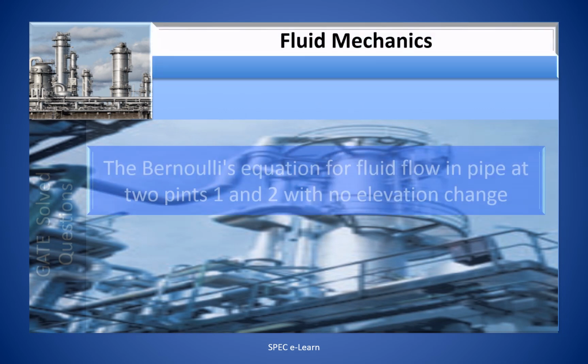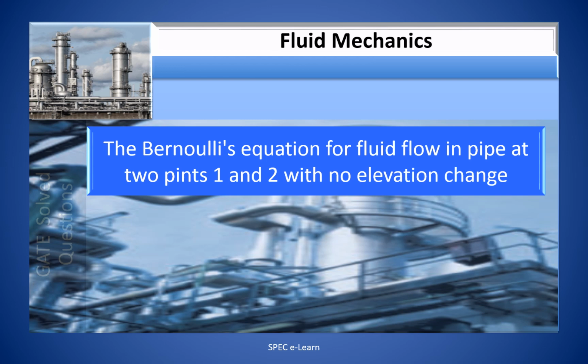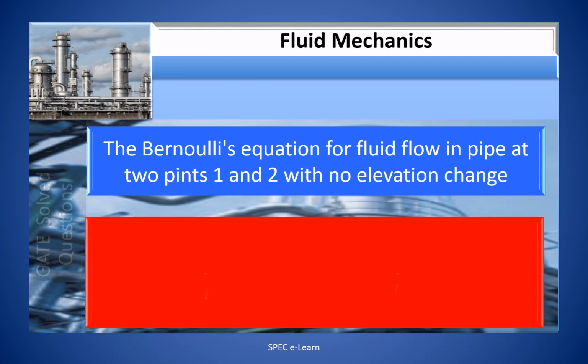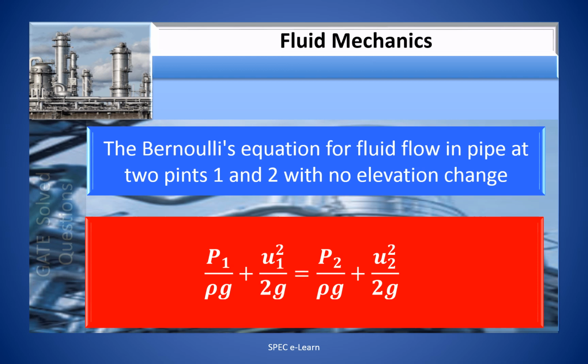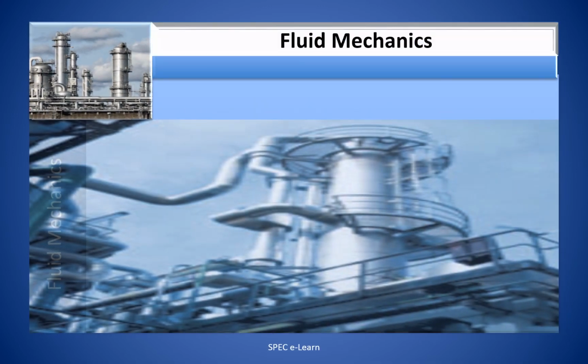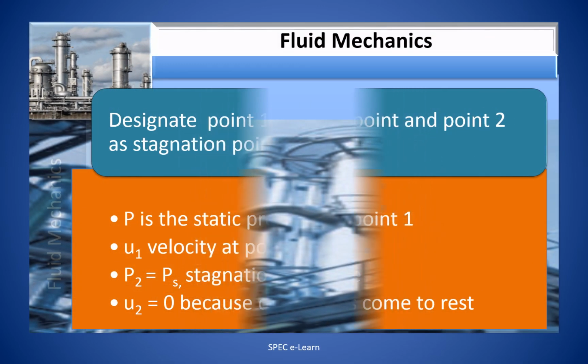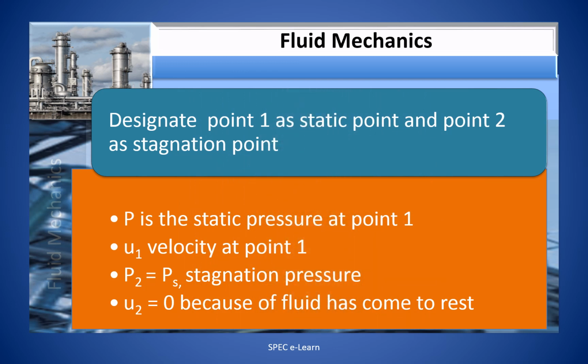The Bernoulli's equation for fluid flow in pipe at 2 points 1 and 2 with no elevation change is written as P1 by rho g plus U1 squared by 2g equal to P2 by rho g plus U2 squared by 2g. Designate point 1 as static point and point 2 as stagnation point. P is the static pressure at point 1. U1 is the velocity at point 1. P2 equal to Ps, that is stagnation pressure. U2 is equal to 0 because the fluid has come to rest at this point.